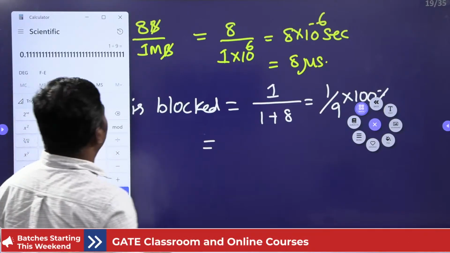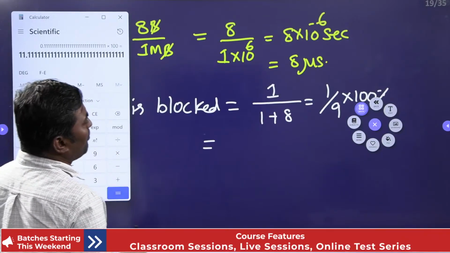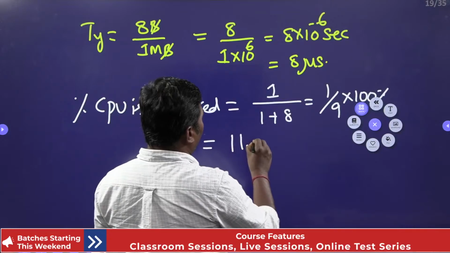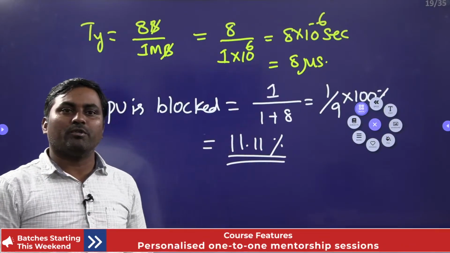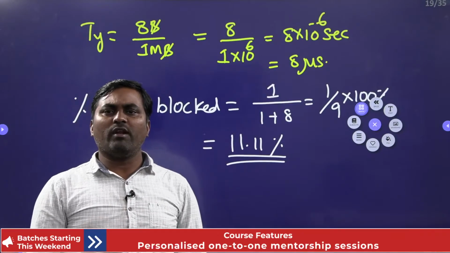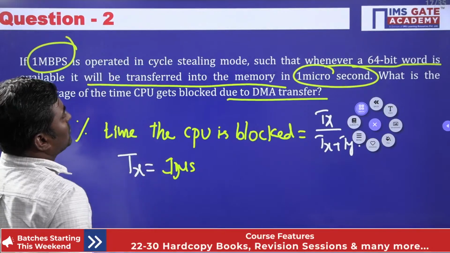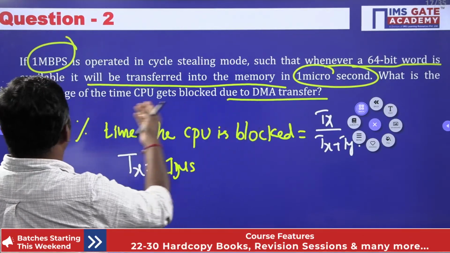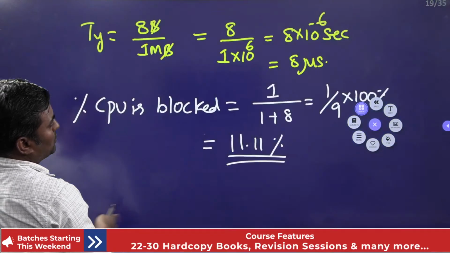So you multiply this by 100. It is going to be 11.11 percentage. So this is the percentage of the time CPU is blocked. This way you can answer it. The meaning of this question is the same. They are asking what is the percentage of the time CPU gets blocked due to DMA transfer. It is approximately 11%.